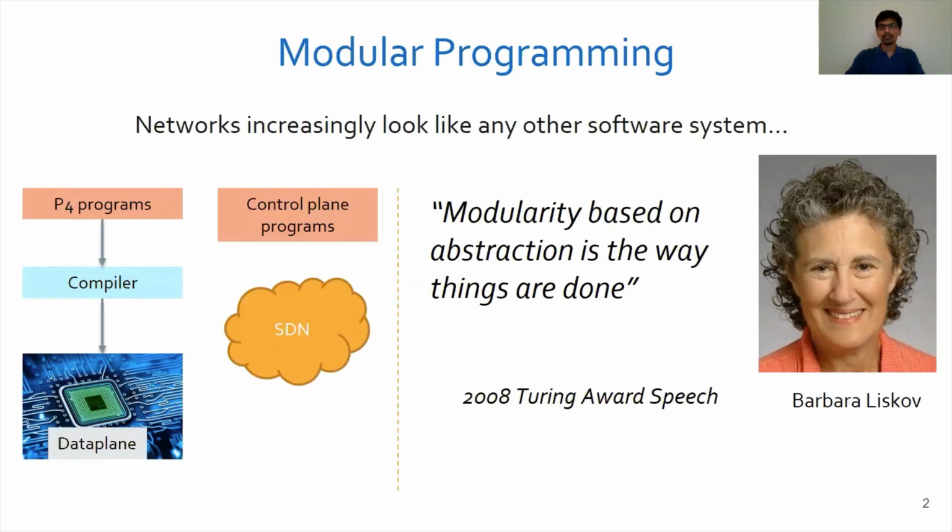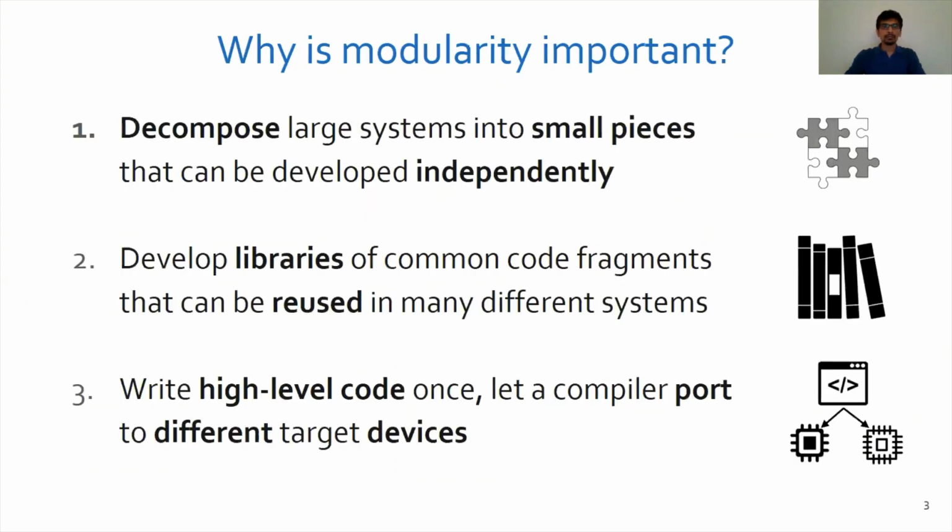That is not the case with network data plane software. To build data plane software, we still write code at a very low level. We still lack the ability to develop network data plane programs in a modular way. And this is a shame because according to MIT professor Barbara Liskov, modularity based on abstraction is the way things are done. So why is modularity so important?